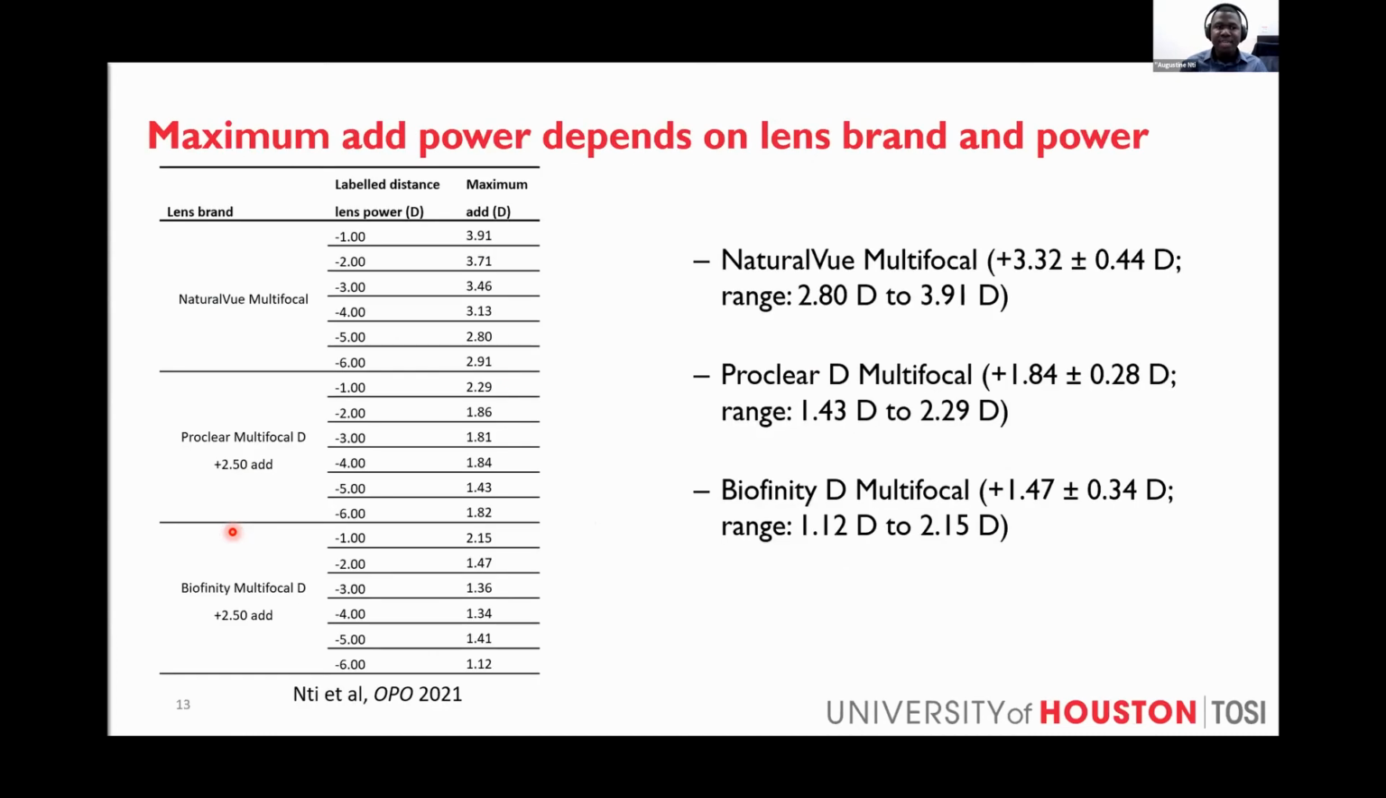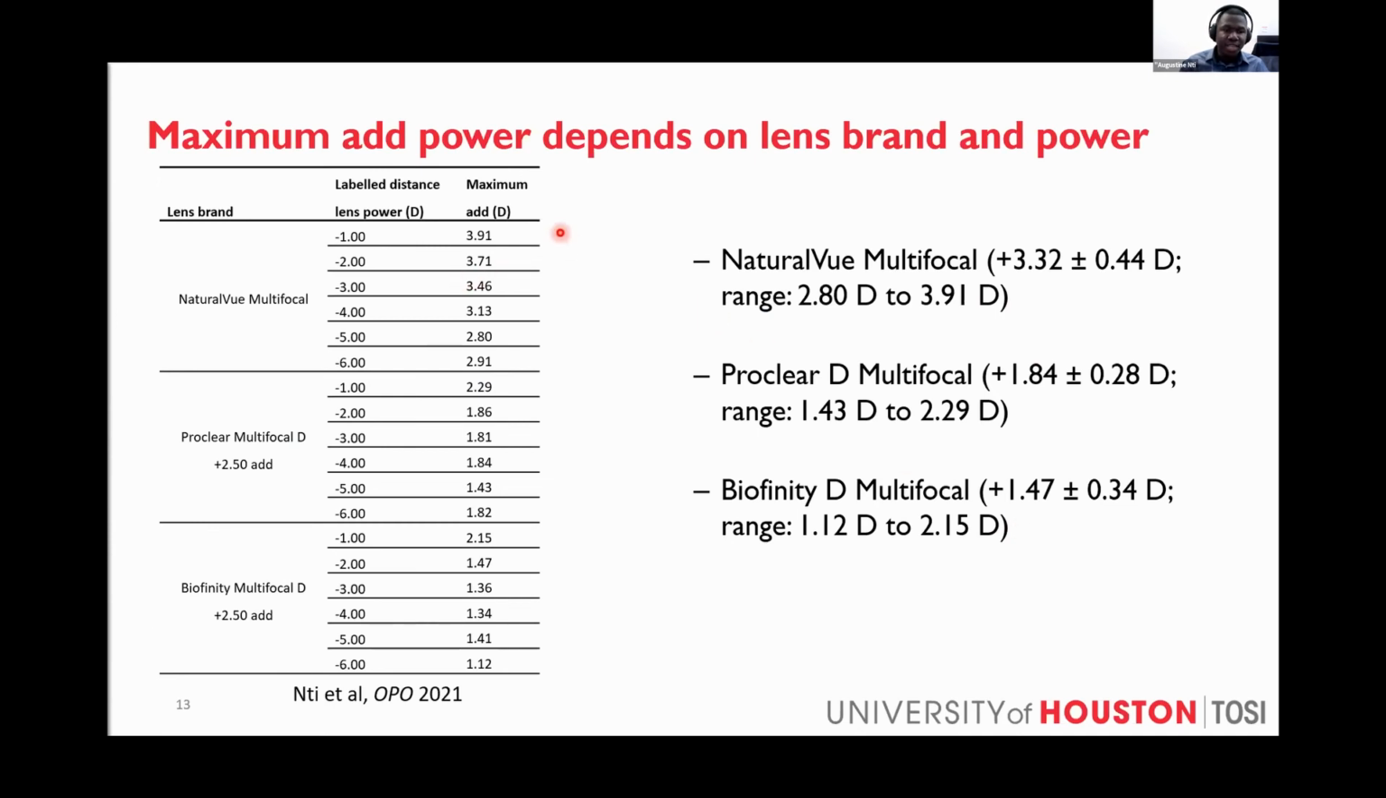We also looked at the maximum add power across all the lens powers for each of the brands that we measured. And we saw that the highest add power was with the natural view multifocal, which was around a +2.0. And then followed by the Proclear multifocal, which was around a +1.8 diopter. And then the lowest add power across all lenses was with the Biofinity multifocal with an average of 1.5 diopters.